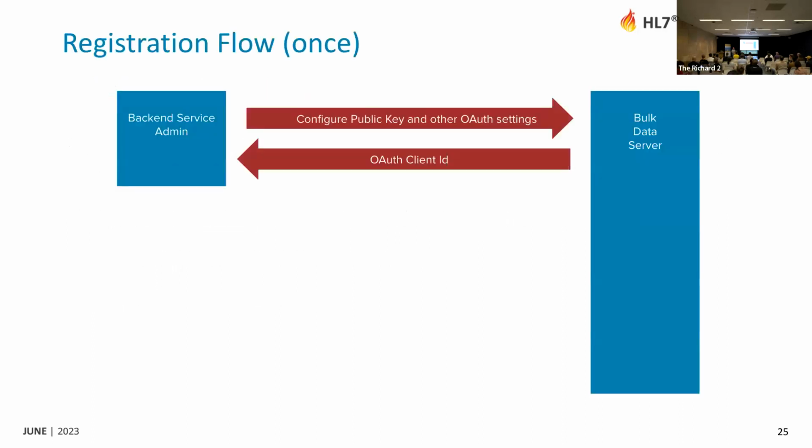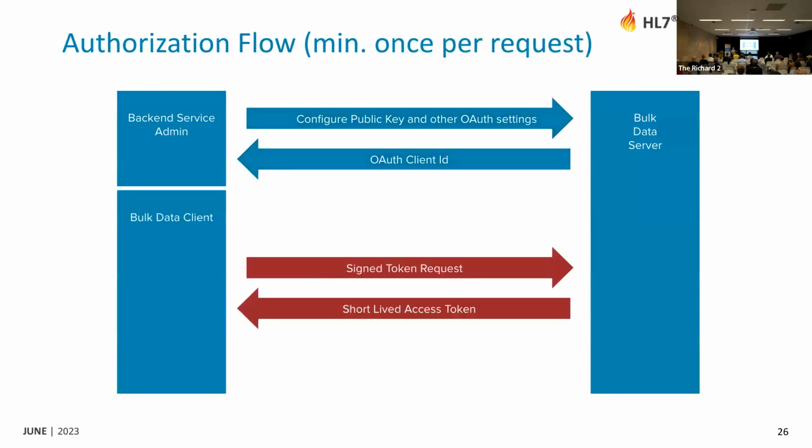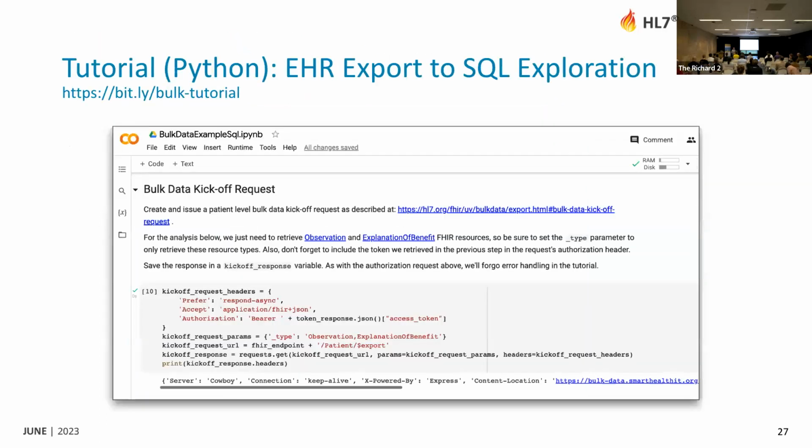So looking at this visually, there's that setup step where the client registers, we check agreements, we decide if we're going to share data, and then there's the ongoing pre-request step, or if the token times out, where the client will sign a token request and get back a token, and that's fully machine to machine.